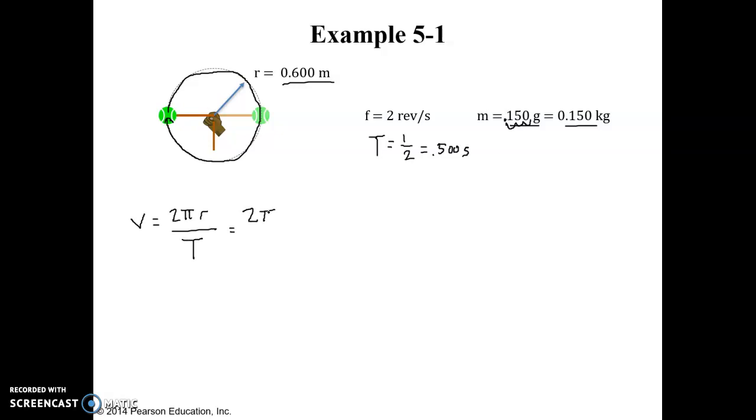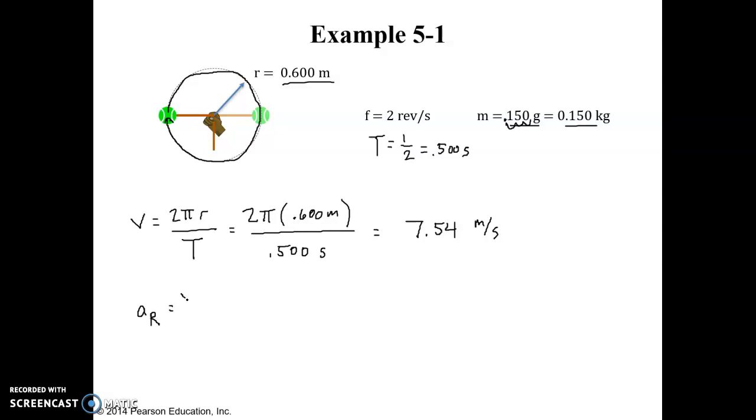So we have 2 times pi times 0.600 meters. That's the distance traveled. And the amount of time is 0.500 seconds. And so if we calculate that, we should get a velocity of 7.54 meters per second.